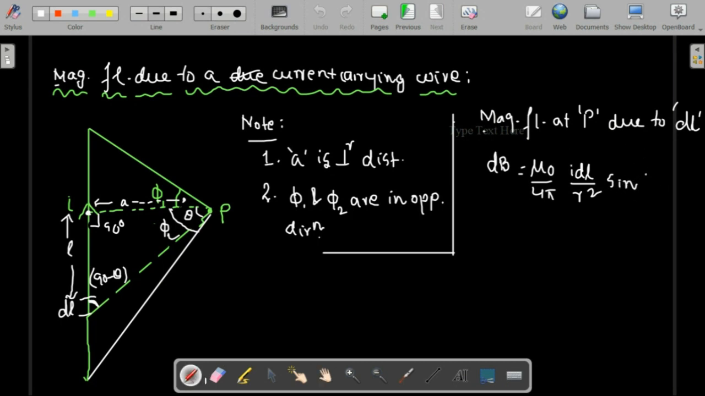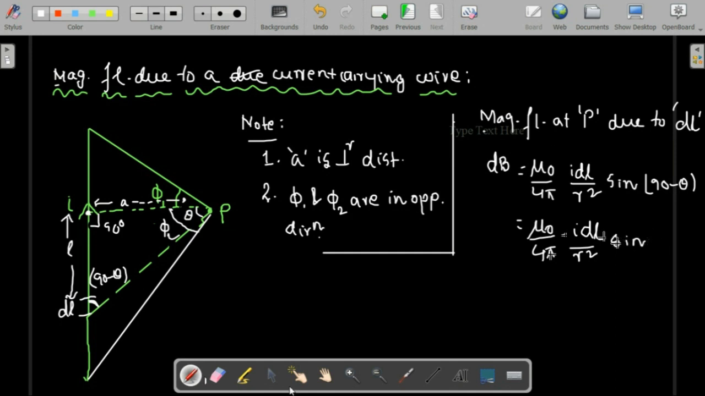That's the logic, right? Obviously 90 minus theta. And what is sine of 90 minus theta? It is nothing but cos theta. So we can simply write it down as mu naught by 4 pi into I dl divided by r square. This is the application of Biot-Savart's law, so you can consider it to be a numerical.